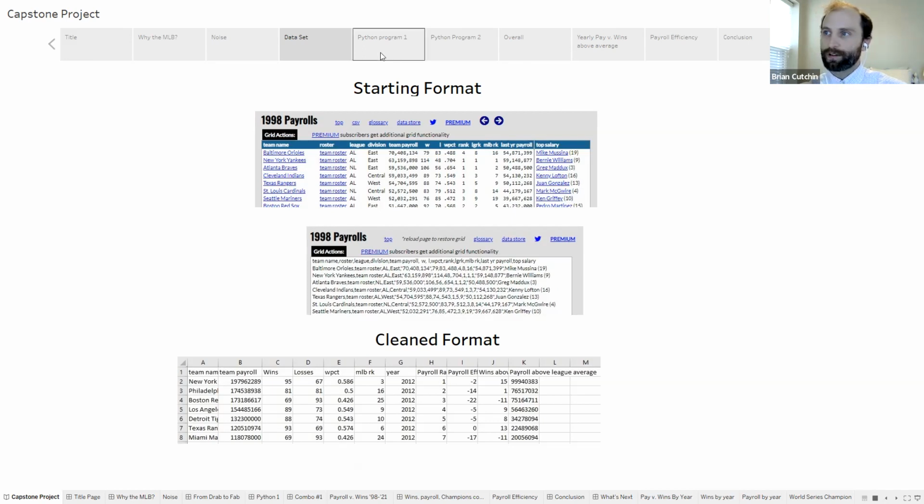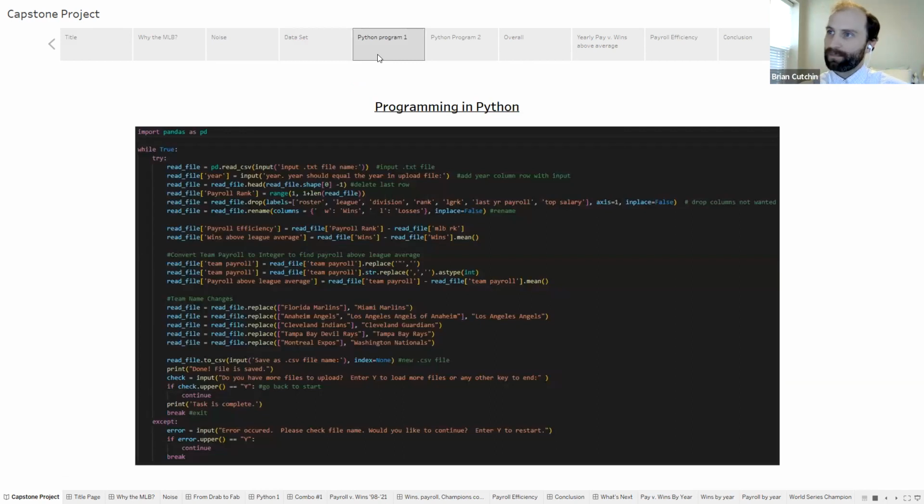So in my first Python program, I imported pandas as pd because I wanted to create a data frame from my data. And then I ran it as a loop so that as I was using the data from 1998 to 2021, so 24 years' worth of data, I wouldn't have to keep exiting out of my Python program and running it 24 times. This kind of kept me in my program so that I wasn't wasting as much time.